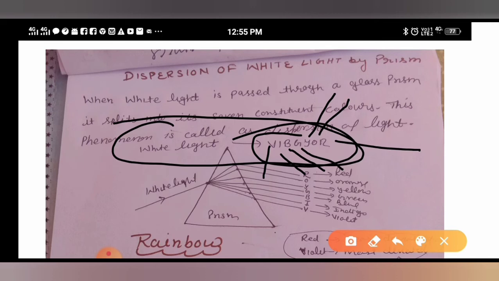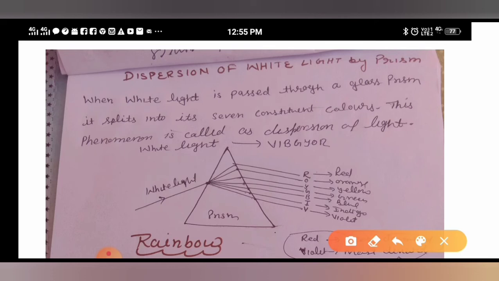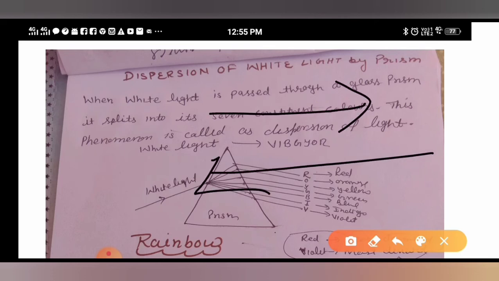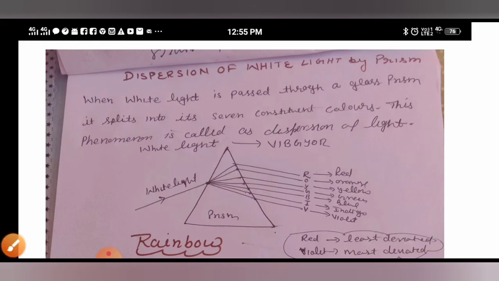Okay, so wavelength of red color is highest, means सबसे ज़्यादा, and frequency of violet color is highest. So that means wavelength of red color is more and frequency of violet color is more. Wavelength is increasing in this direction. Wavelength of red color is highest, wavelength of violet color is lowest, whereas red color frequency is least, सबसे कम, and violet color frequency is highest.